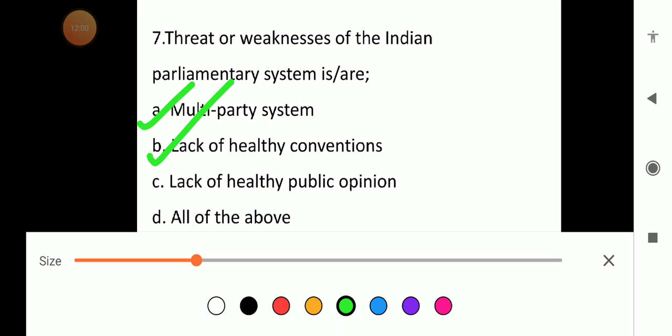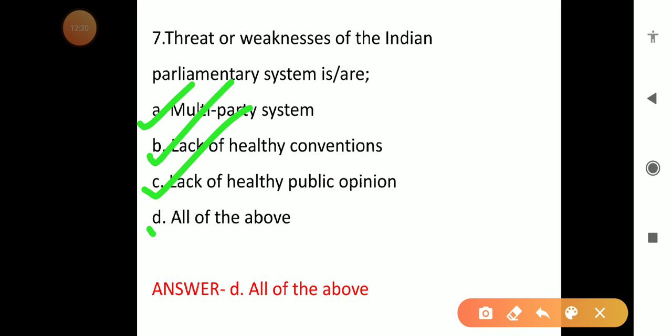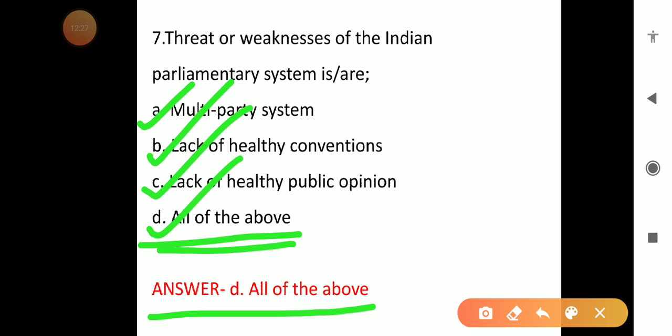Then we have lack of healthy public opinion. Public in our country are divided on the basis of religion, caste, thought, and these are the reasons they have not been able to form healthy public opinion. This is also one of the weaknesses. It means all the 4 are right, so all of the above is the answer. These are the weaknesses of the parliamentary system in India.